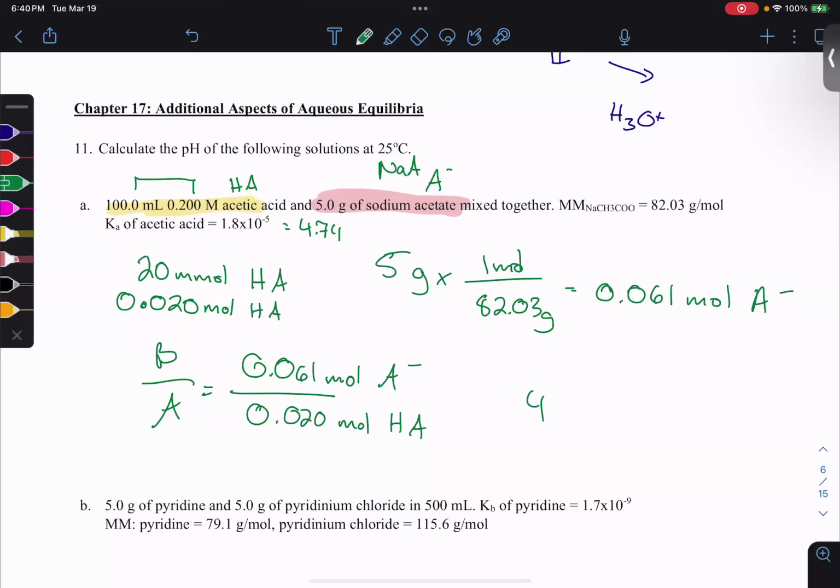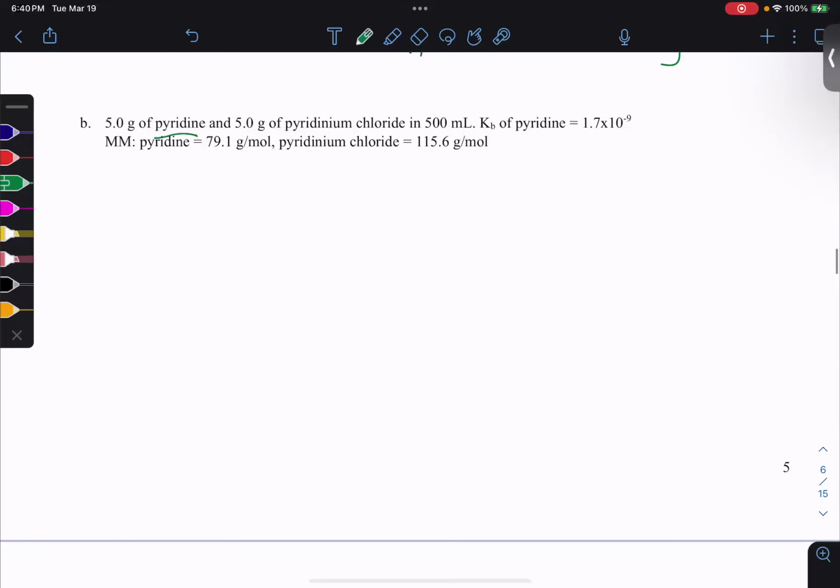So 4.74 plus log of that number will give you your pH. I'm just going to do the setup, not the calculations. The whole idea is getting that base to acid ratio. Okay, next one, pyridine and pyridinium chloride. Pyridine is a what?